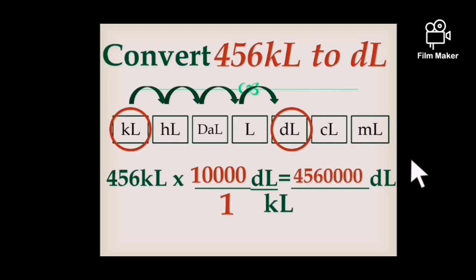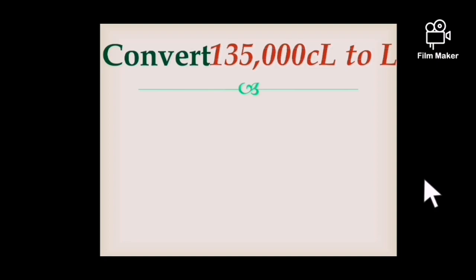Since now we are converting bigger units to smaller units, we have to multiply 456 times 10,000, and it will be 4,560,000. That divided by 1, so the answer is 4,560,000 deciliter. So let us convert 135,000 centiliter to liter.